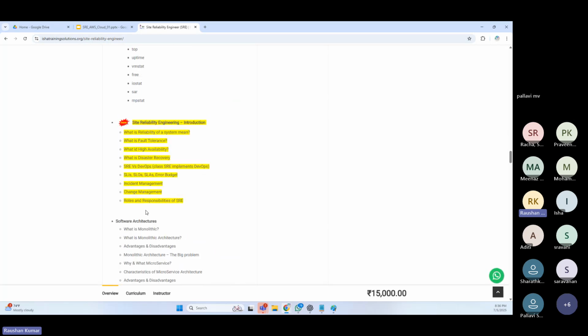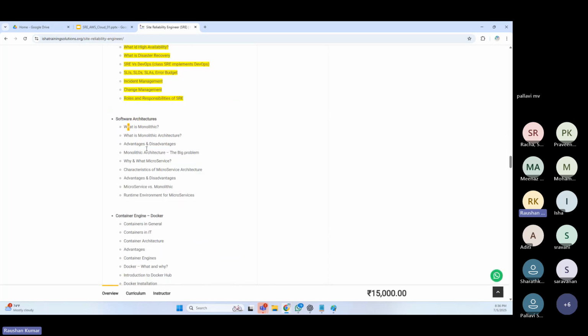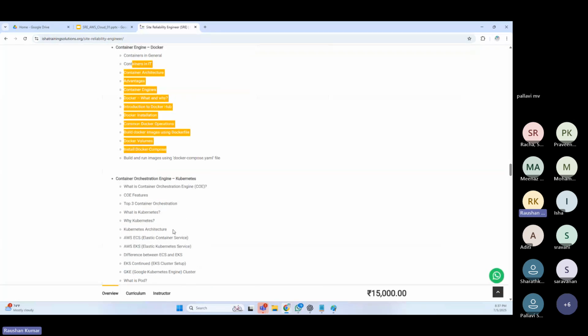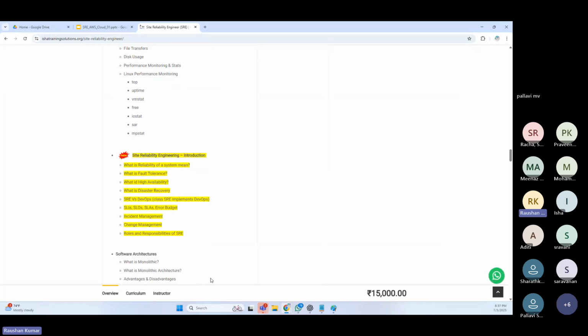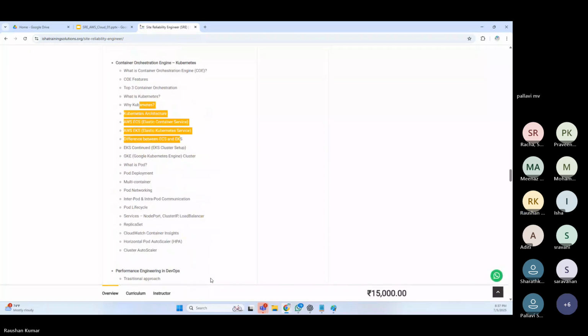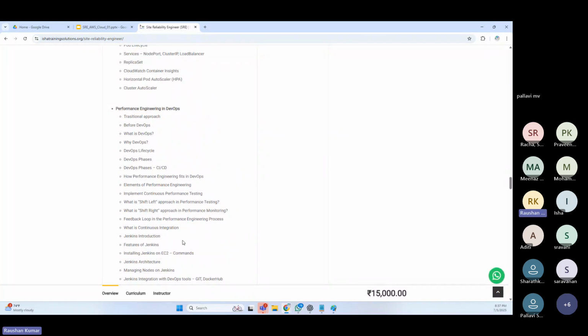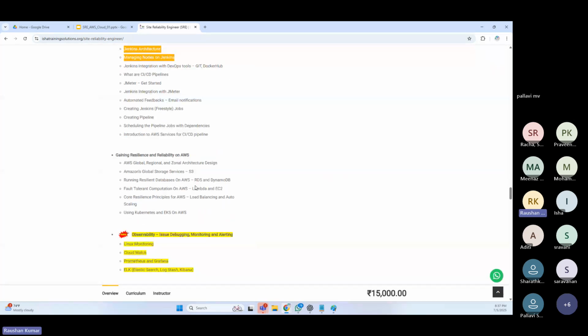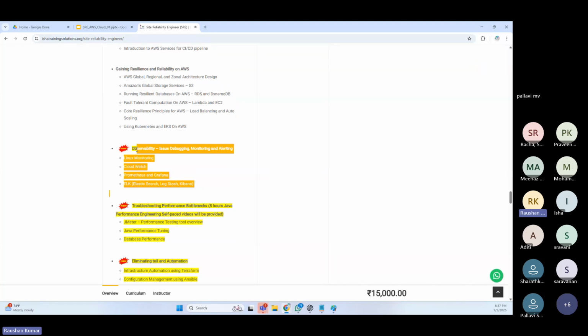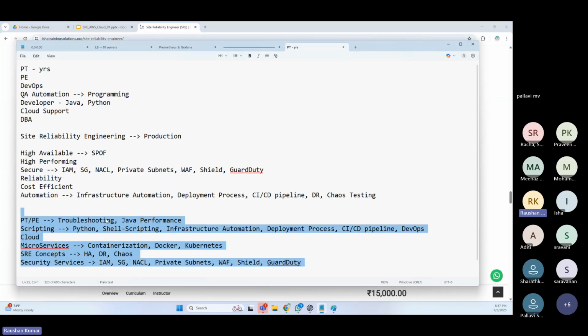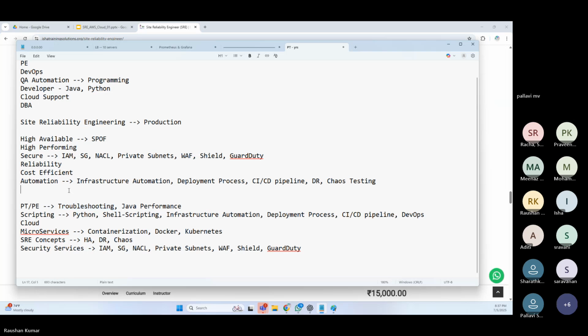Cloud, Linux, SRE concepts, monolithic and microservices, Docker, Kubernetes in detail, from scratch, everything. We talk about performance engineering and DevOps, gaining resiliency and reliability in AWS, and observability. I just missed that topic. Friends, I just thought about the troubleshooting part. Without observability, without monitoring, can we troubleshoot anything? No. Is it possible? Not possible.